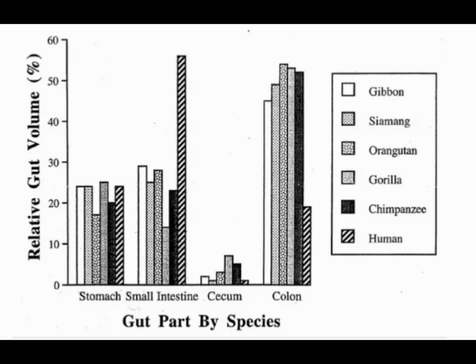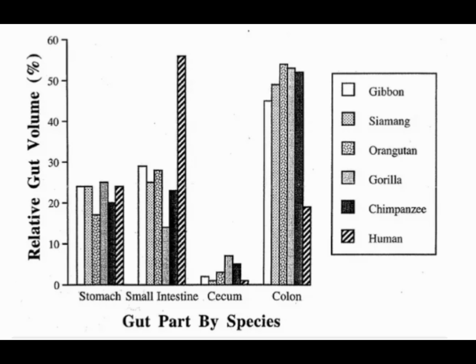There are different theories as to why we have a larger small intestine. I mean, the small intestine is where we absorb most of our nutrients, and so the humans have a greater capacity to absorb nutrients. And then we go to the cecum, where we see incredibly different sizes between the chimpanzee and the human.